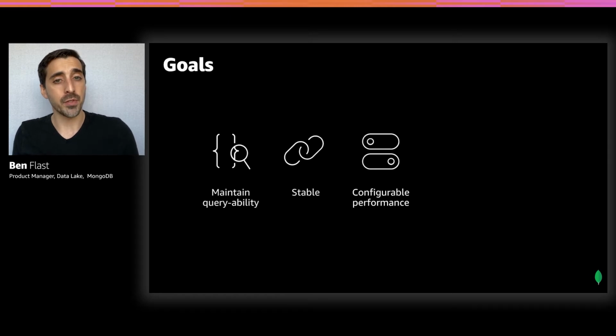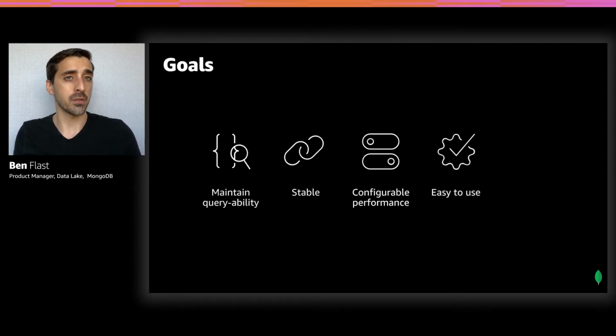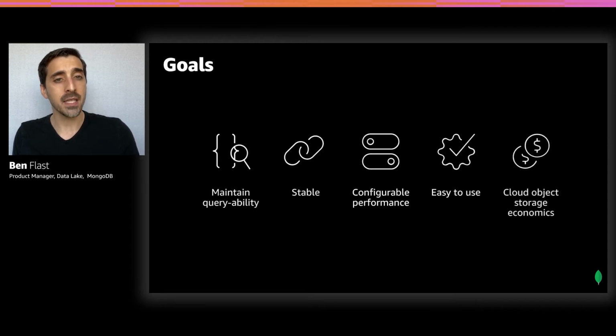Customers need to be able to configure performance for their specific use case. It needs to be easy to use. It couldn't add additional architectural complexity to a customer's setup. And lastly, it should take advantage of cloud object storage economics, which have somewhat unparalleled pricing and durability, like S3.